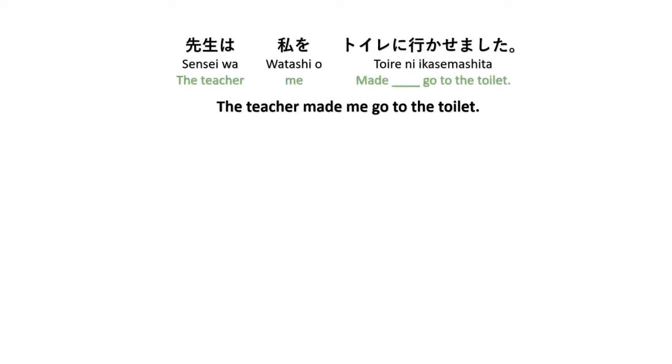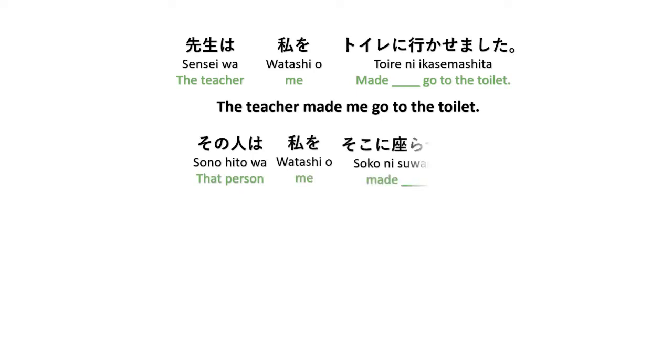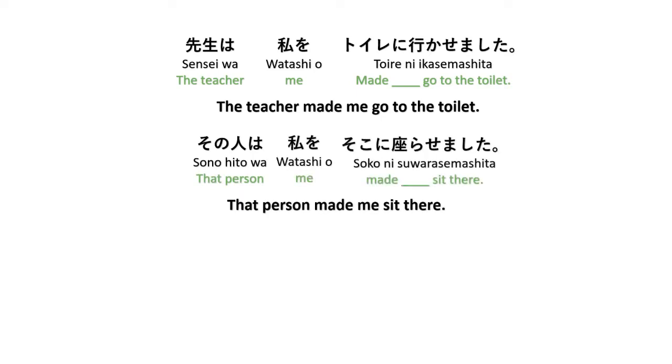Okay, other examples. 先生は私をトイレに行かせました。The teacher made me go to the toilet. So, 行かせました of course comes from 行く, to go. その人は私をそこに座らせました。That person made me sit there. Okay? So, 座らせました comes from 座る, to sit.